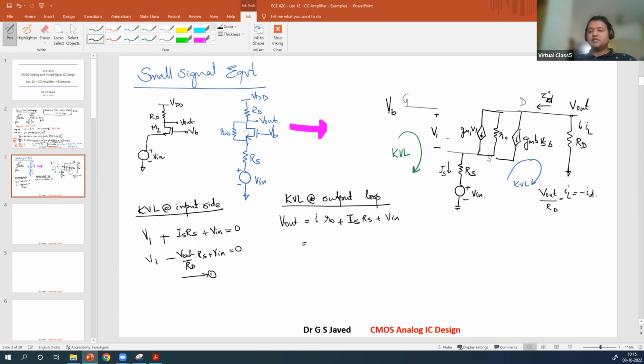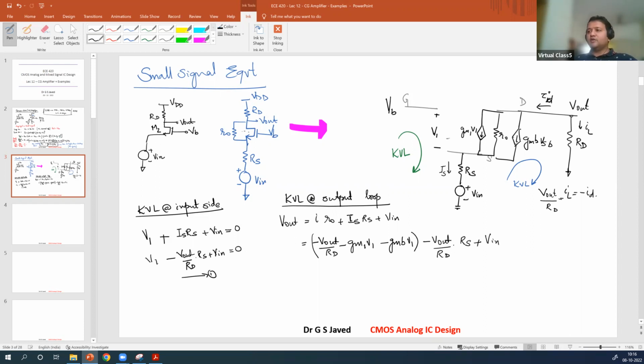This I can be written as the negative of these two terminals. You'll have to apply KCL here. So that will be minus V out over RD, then minus GM V1, minus GMB V1. I is taken care of. Then the same value, minus V out by RD times RS, plus V in.